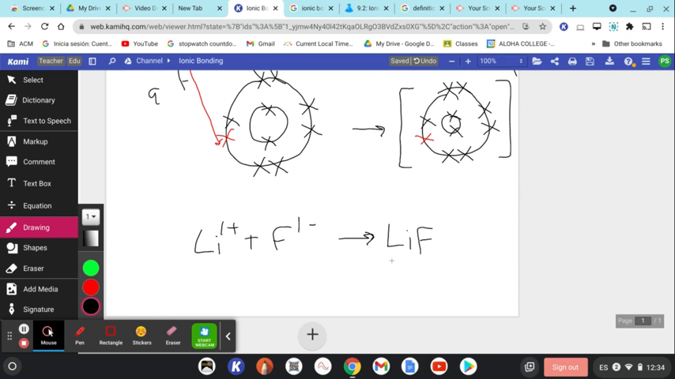So ionic compounds, as we've said earlier in the video, are between non-metal and metal ions attracting each other.